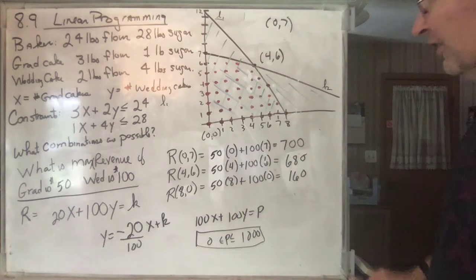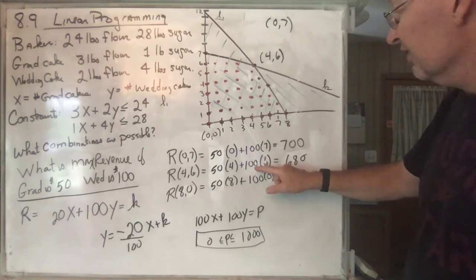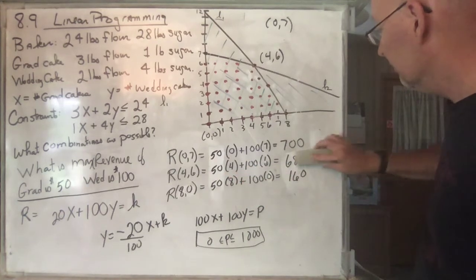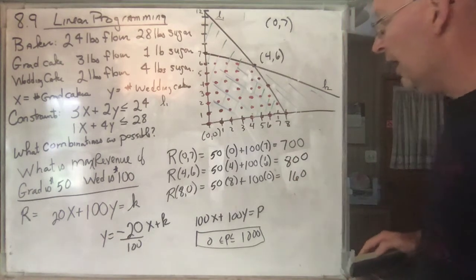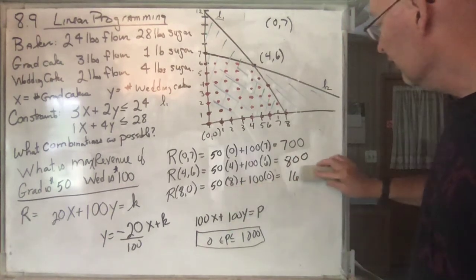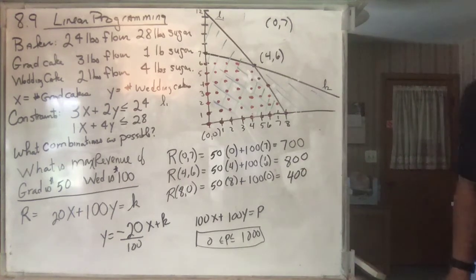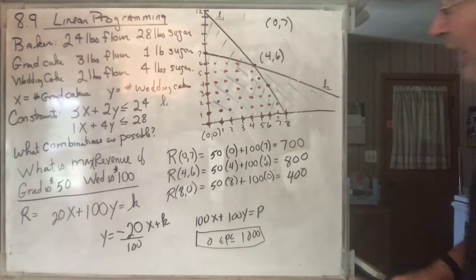So if you put in 50, then what do we get? We're going to get 700 here. Here we're going to get 600 plus 200 is going to be 800. And here we're going to get 400. Okay? So it looks like that's going to give us the middle one again. Okay, does that make sense?